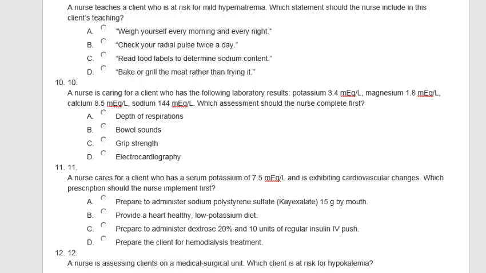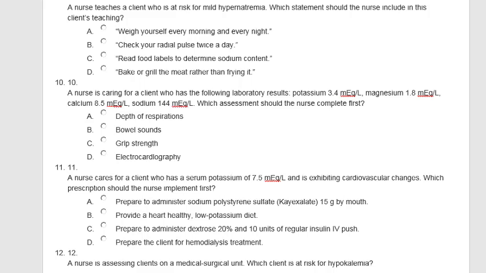A nurse teaches a client who is at risk for mild hypernatremia, high salt, okay? Which statement should the nurse include in the client's teaching? So what's this question asking? What are you going to teach somebody who's at risk for mild hypernatremia? Are you going to teach them about weighing themselves?